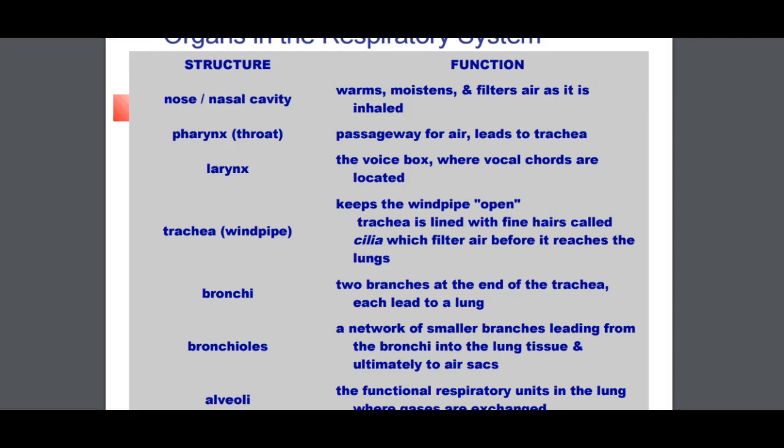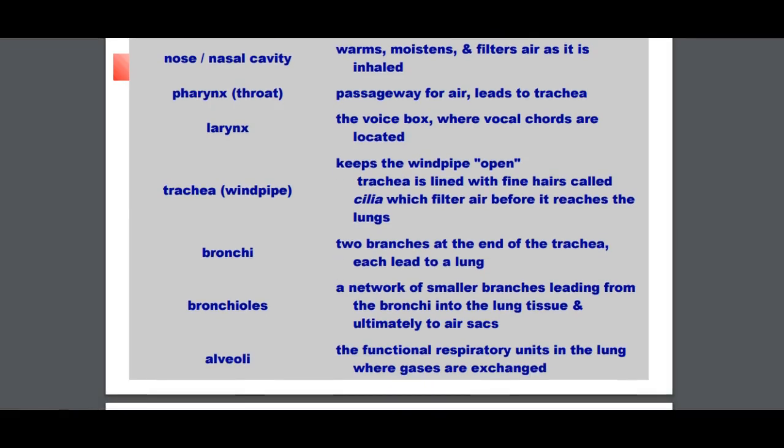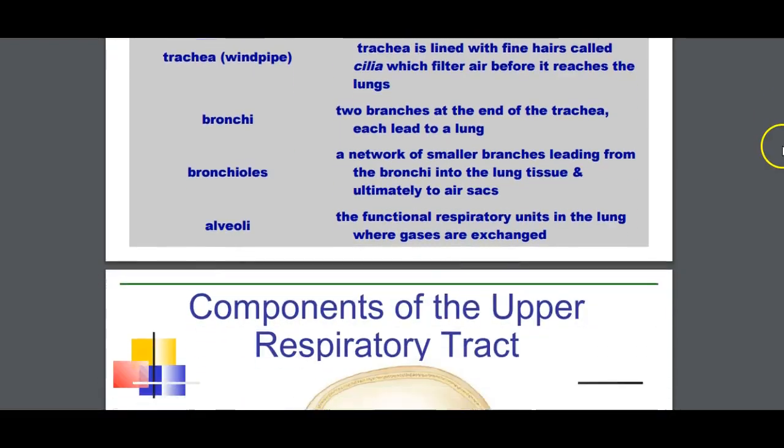The trachea, which is the windpipe, is lined with fine hairs called cilia, which filter air before it reaches the lungs. And the bronchi are two branches at the end of the trachea, each leading to a lung. And the bronchioles are a network of smaller branches leading from the bronchi into the lung tissue and ultimately to air sacs. Your alveoli are the functional respiratory units in the lung where gases are exchanged.